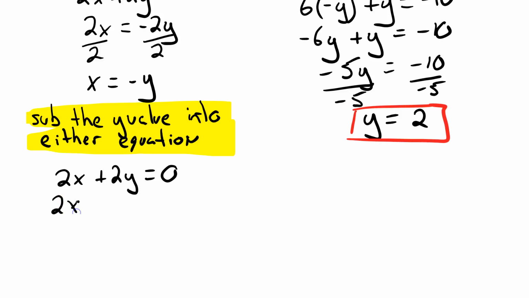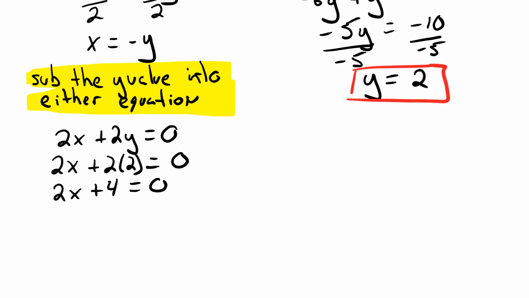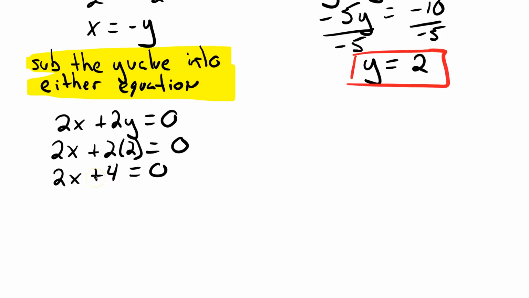I'm going to take my y of 2 and change my y into 2. This gives me 2x plus 2 equals 0. I'm going to bring my 2 to the other side, so flip the sign. 2x equals negative 2. Divide by 2, divide by 2, and my x value is going to be negative 2 divided by 2, which is negative 1.